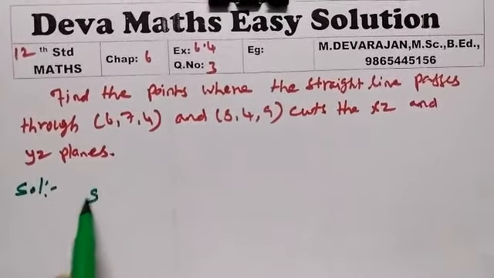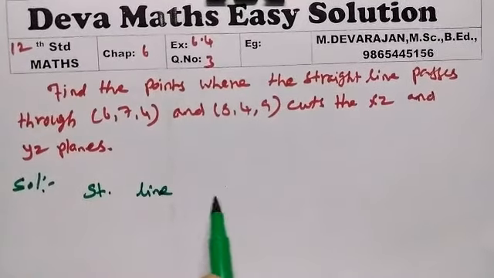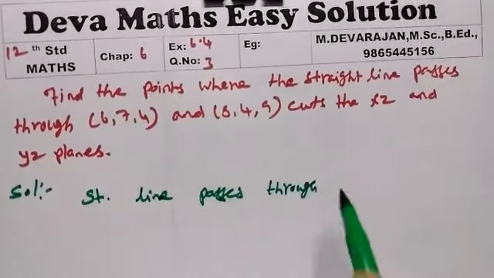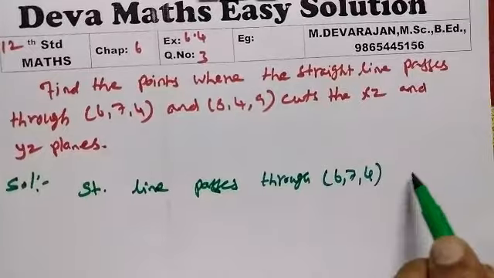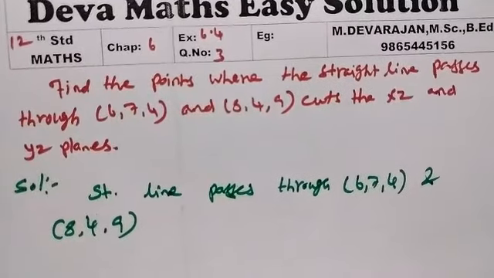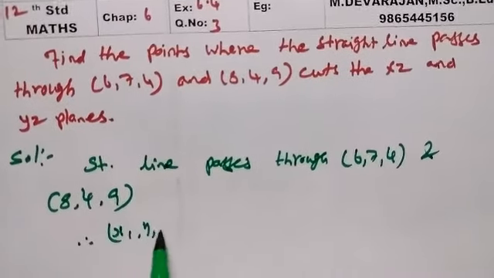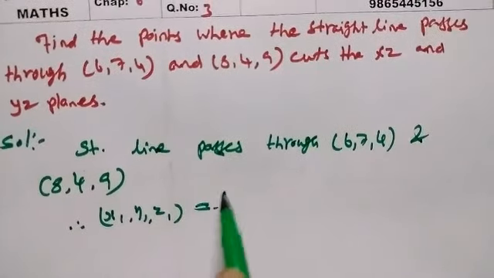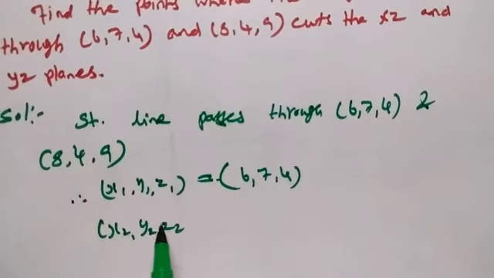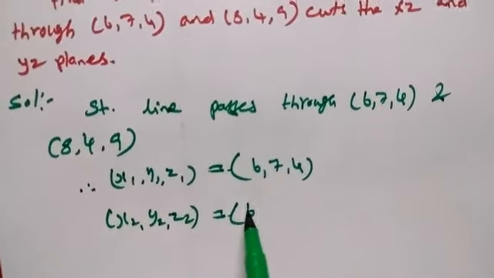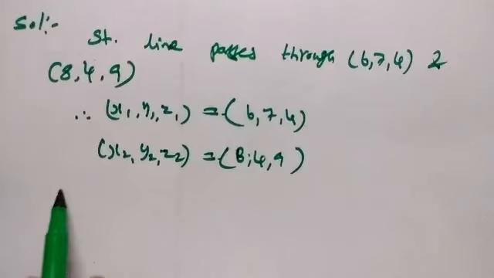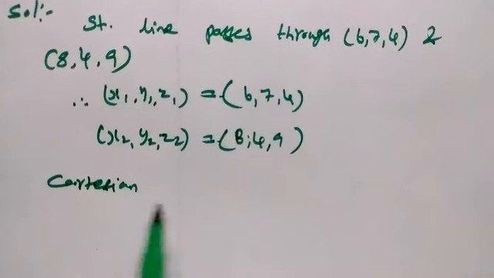Solution. A straight line passes through 6,7,4 and 8,4,9. So the first point x1, y1, z1 equals 6,7,4. Second point x2, y2, z2 equals 8,4,9. Understand?